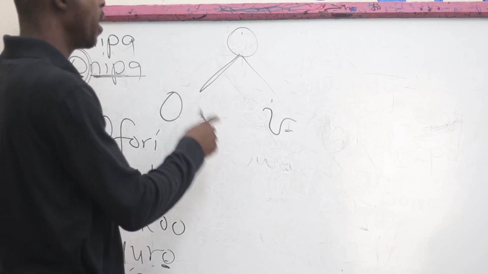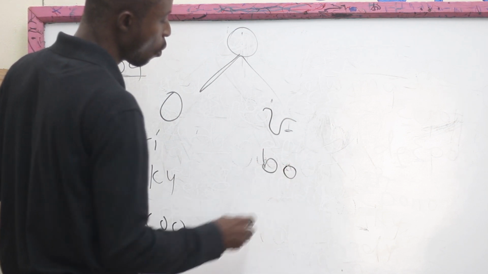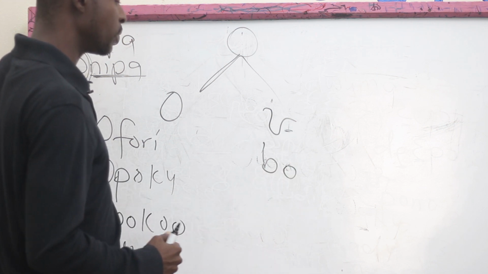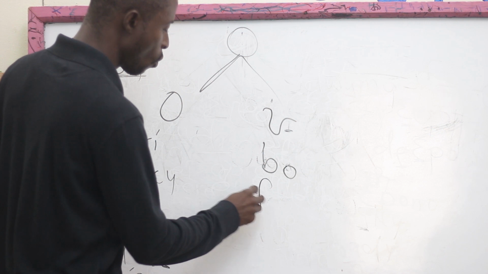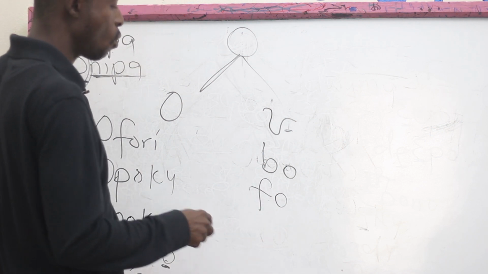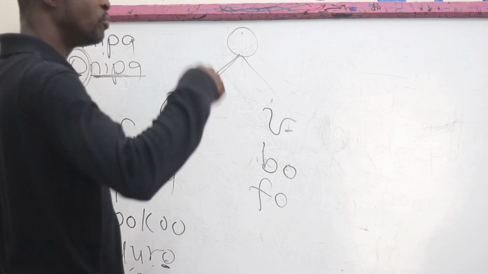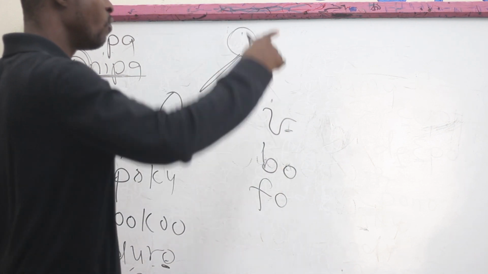This is O and this is O. As in bo. Bo, to beat somebody. Fo, to climb. To climb a tree, or let's say to climb a building or somebody. Fo.